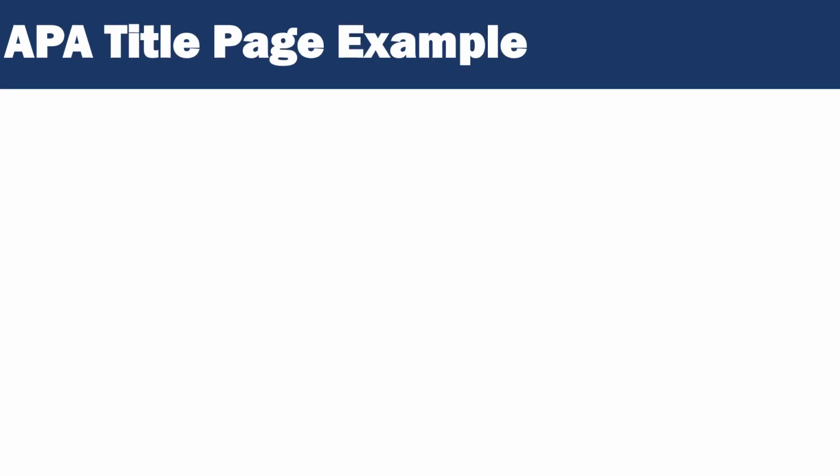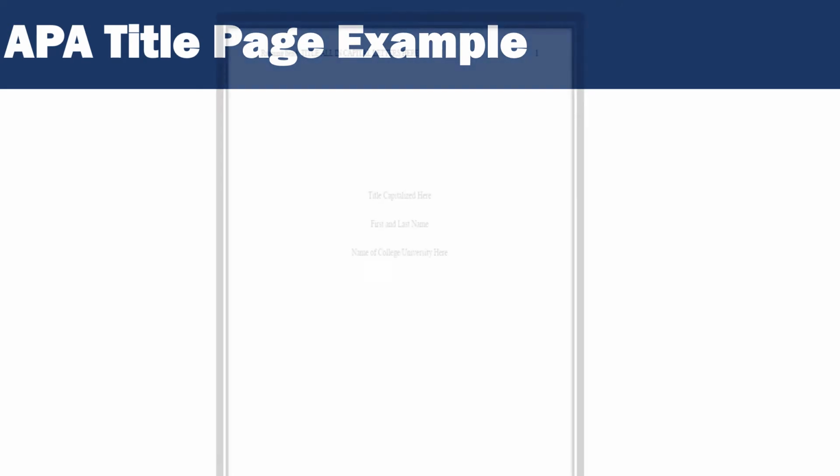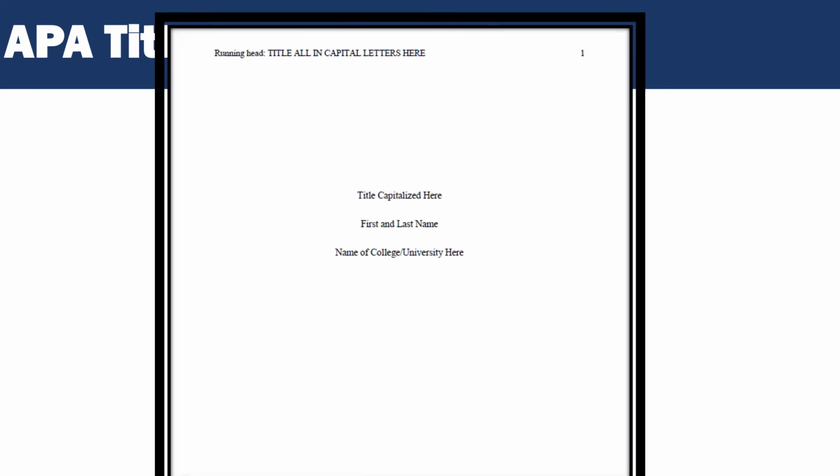This is an example of an APA 6th edition title page. Here is the left side of the header that includes the words running head, colon, your title all in caps, and on the right side we have the page number that begins on the title page. Please note that after the title page, starting on page 2, the words running head are removed, leaving your title all in caps and the page number.